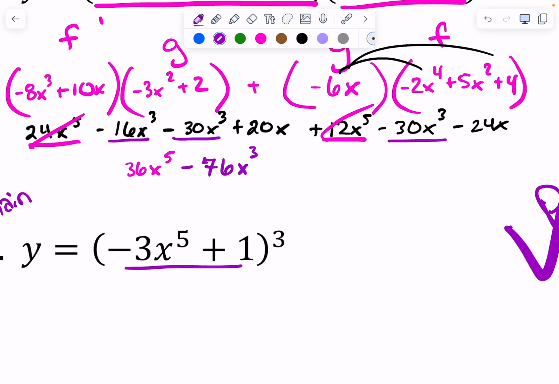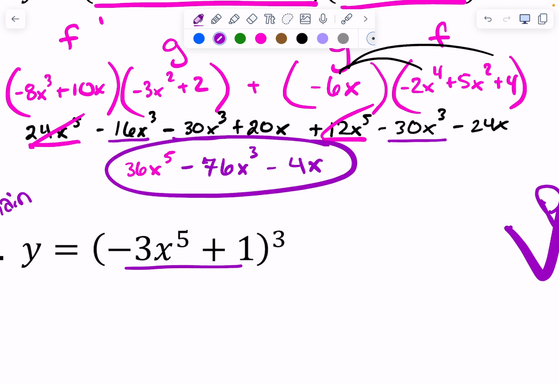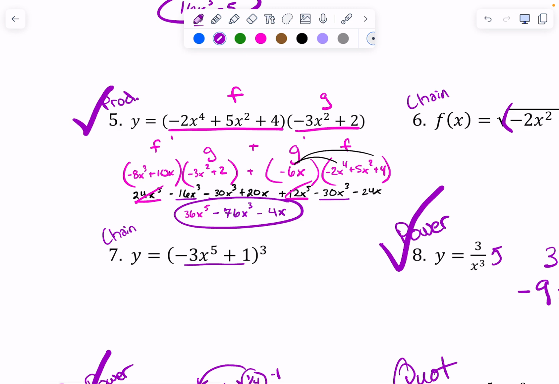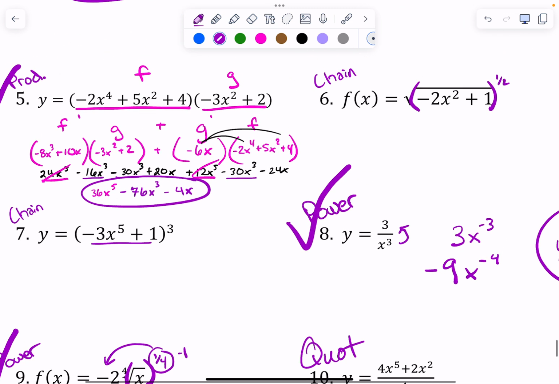So you just had 16, negative 16. All right, shouldn't it be negatives? Yeah, it should be negatives. And then minus 4x. Yeah? Yeah. Done. Beautiful. That was our second product rule. Done. Okay. All right. Ready?